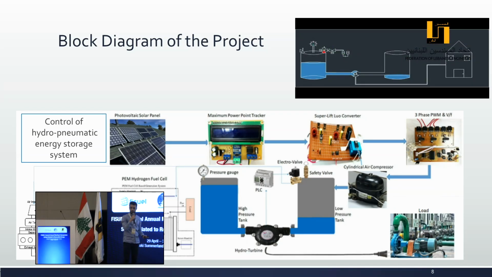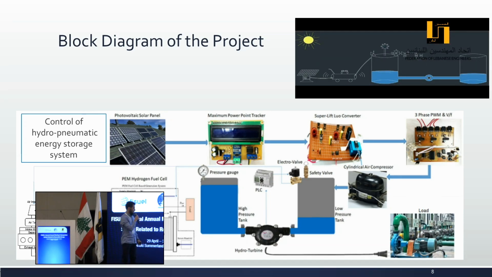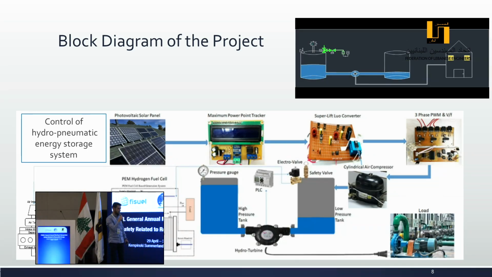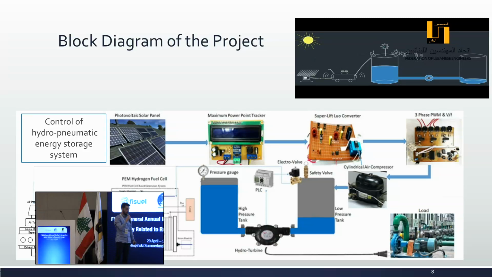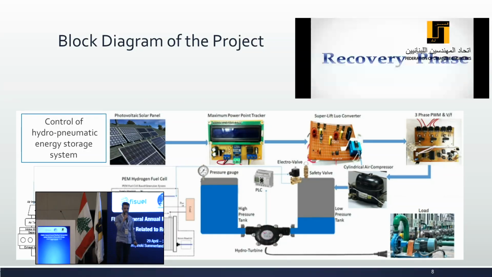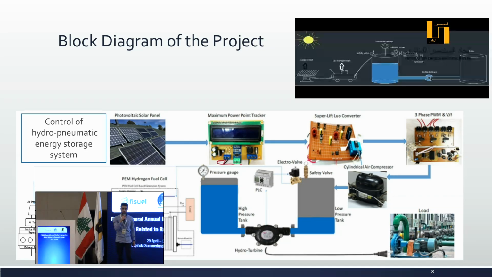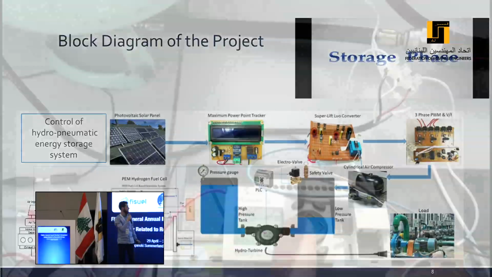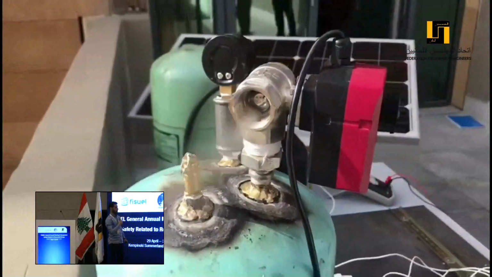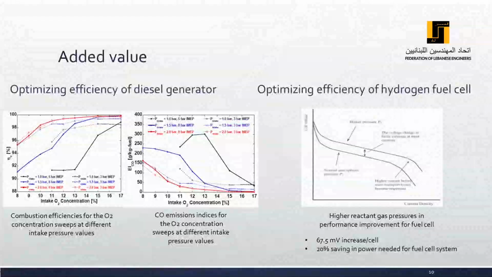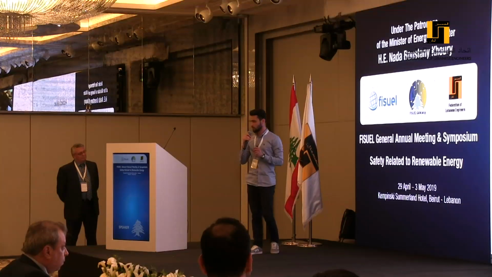Now, the pressurized air relieved from the valve will be taken advantage of by optimizing the efficiency of the diesel generator by making its combustion complete. And this will, in turn, reduce its pollution and fuel burn. Another way we can benefit from this pressurized air is by optimizing the efficiency of the fuel cell as well. A little demo of the recovery phase. So the airflow is controlled in such a way that the power is constant at the load.